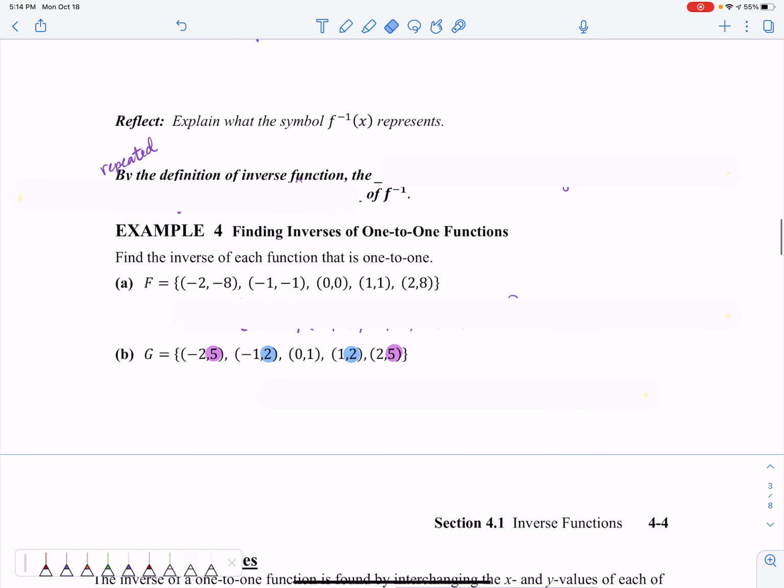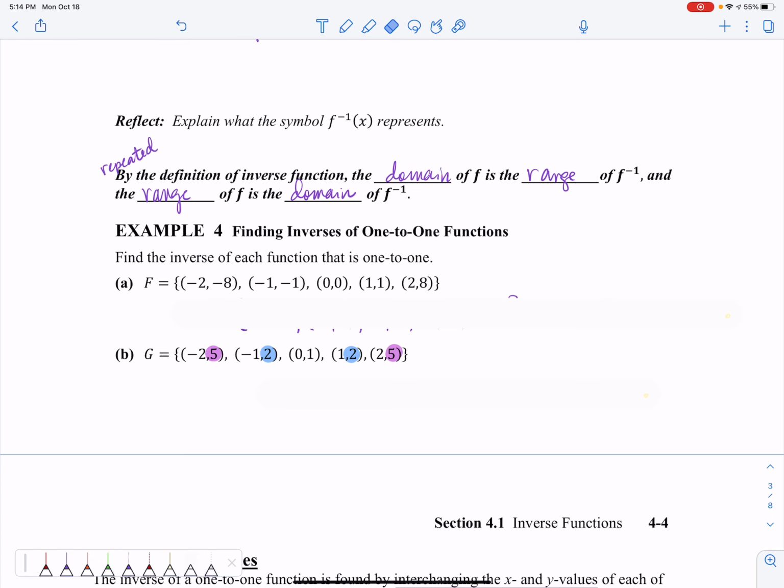So this is just a repeat, something that we've already said. By definition of the inverse, the domain of the original is going to be the range of the inverse. And the range of the original will be the domain of the inverse.